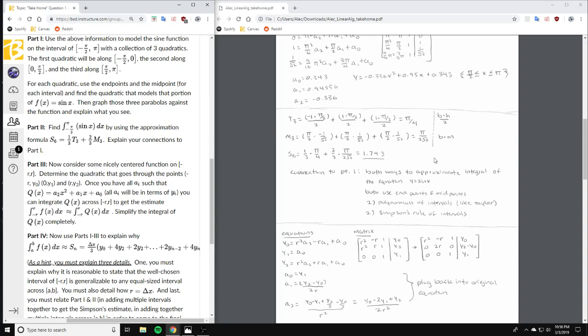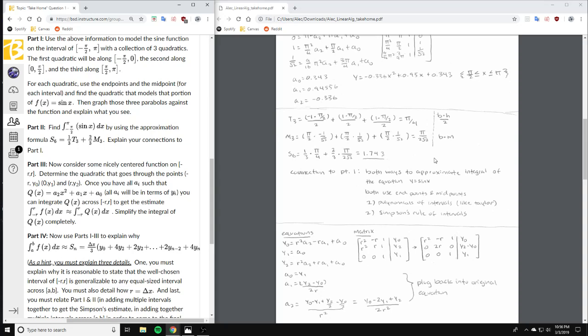So the connection from part 1 to part 2 is that both are ways to approximate the integral of the equation sine x, right? And both use endpoints and midpoints. One of the differences is that in number 1 we're using polynomials on intervals, kind of similar to Taylor series. Obviously, we don't use Taylor expansion, but our end goal is the same since we're changing a function that we don't know into polynomials that are represented by quadratic equations in intervals in order to make it easier to integrate.